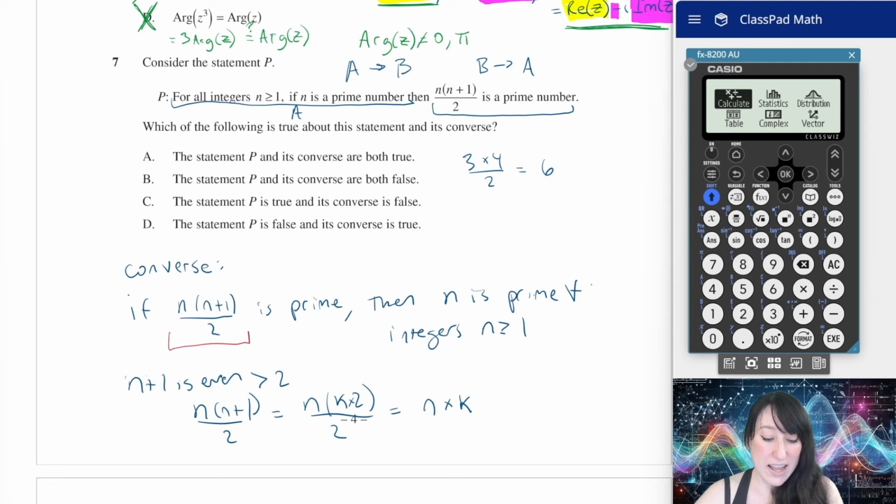So we can say that the answer is D. We know the statement P is false, but its converse is true.